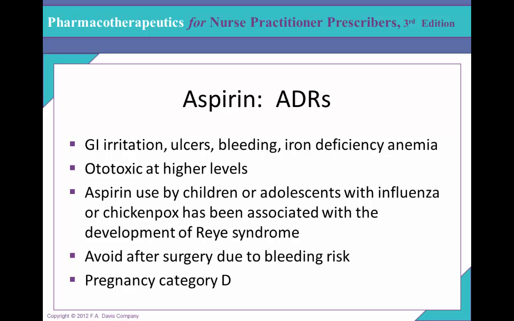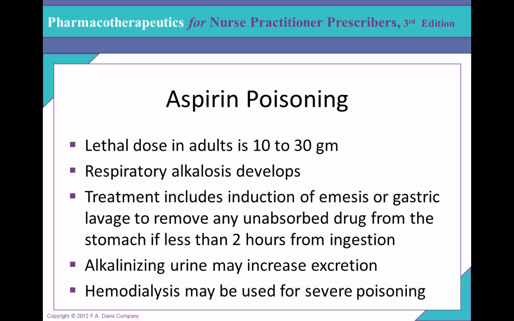So patients that are children or adolescents with influenza, chickenpox, or any upper respiratory infection should not get aspirin because of Reye's syndrome. Avoid after surgery due to high risk of bleeding. Stop 7 days before. It's a category D. Never use it in pregnancy. I already discussed basically the salicylate toxicity. Lethal dose in adults is 10 to 30 grams.